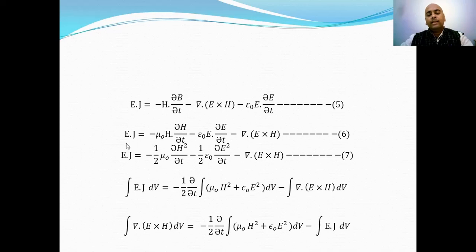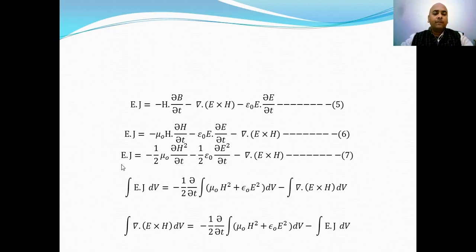Now by rearranging this equation we can write that, since B is mu naught times H, E dot J is equal to minus mu naught H ∂H/∂t minus epsilon naught E dot ∂E/∂t minus del dot (E cross H).